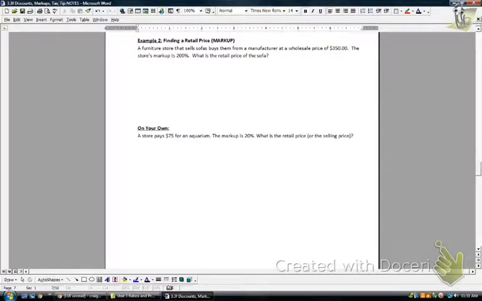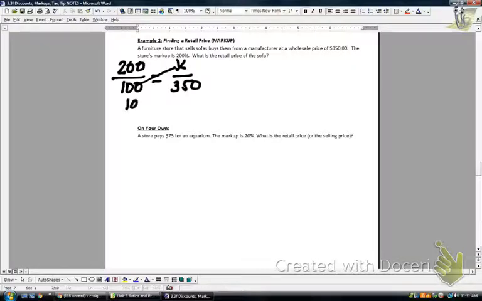Example 2 says find a retail price, a markup. A furniture store that sells sofas buys them from a manufacturer at a wholesale price of $350. The store's markup is 200%. What is the retail price of this sofa? So I'm going to take my percent and put it over 100. Then I'm trying to find the markup over the original price.